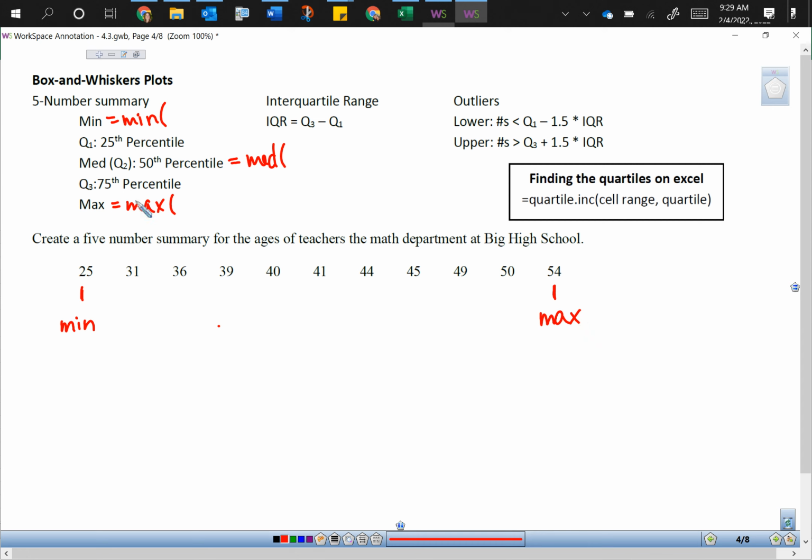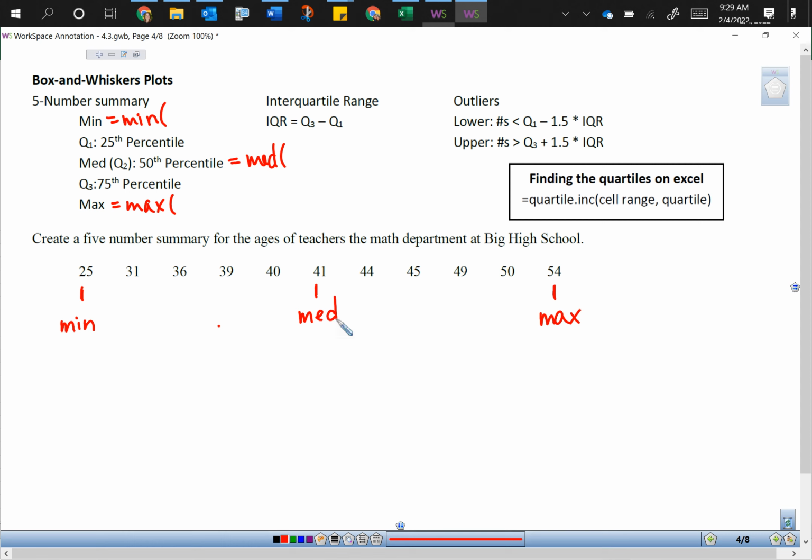Not today, girl. And then we need to find the median. Now, to do this by hand, you know you're literally just finding the middle term. So I have 1, 2, 3, 4, 5, 6, 7, 8, 9, 10, 11 terms. That means the sixth term would be my middle term. What is it? 41, so we're just going to label it as median.